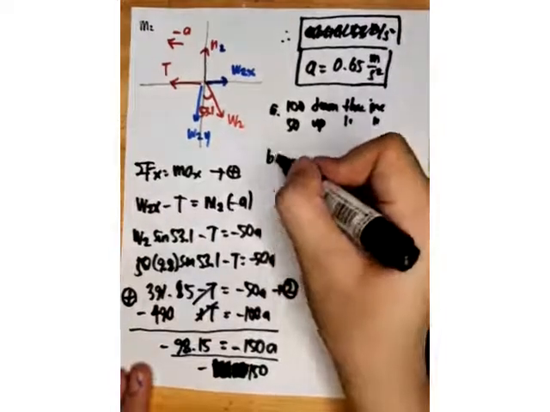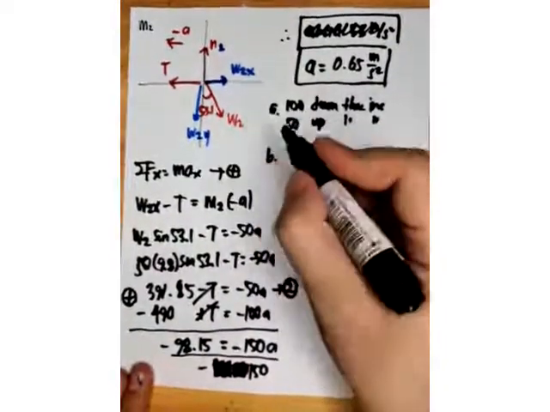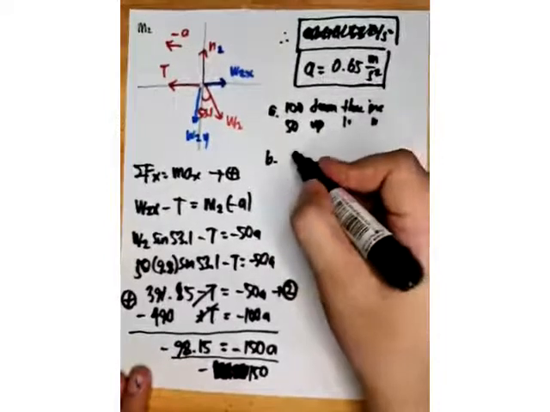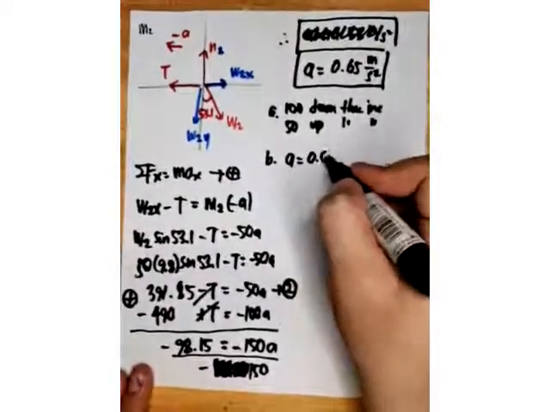Okay. Letter B. What is the acceleration? So we have it. It's 0.65.